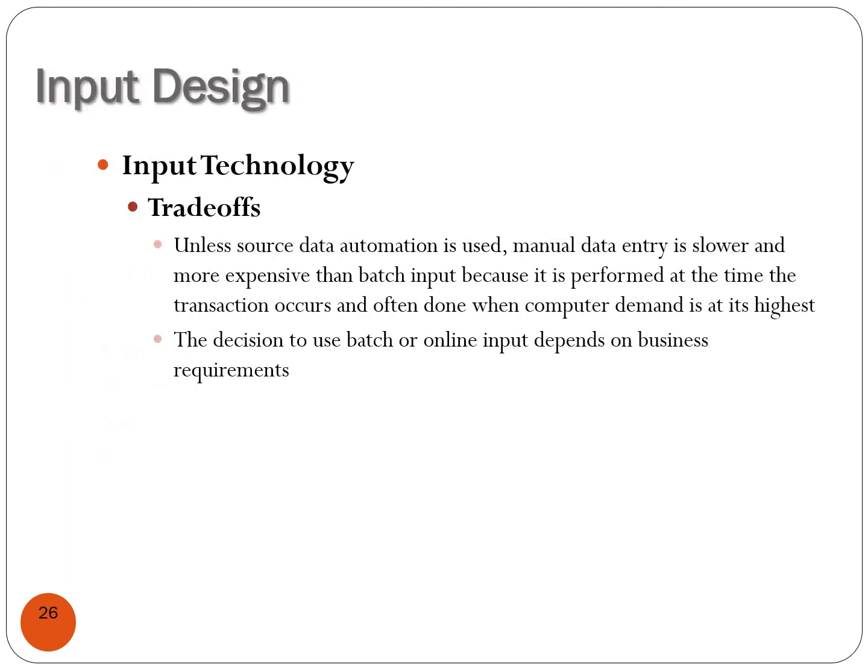Although online input offers many advantages, it does have some disadvantages. For example, unless source data automation is used, manual data entry is slower and more expensive than batch input because it is performed at the time the transaction occurs and often done when computer demand is at its highest. The decision to use batch or online input depends on business requirements. For example, hotel reservations must be entered and processed immediately, but hotels can enter their monthly performance figures in a batch.